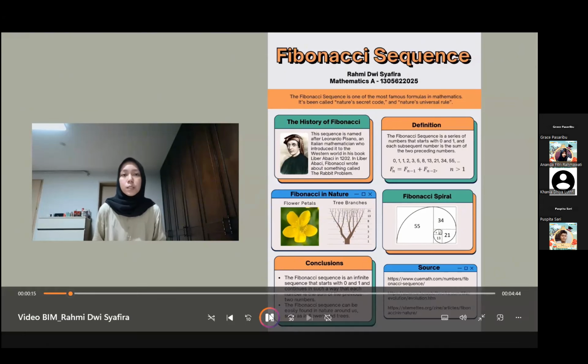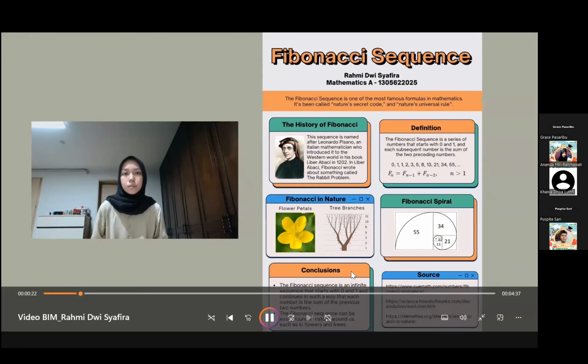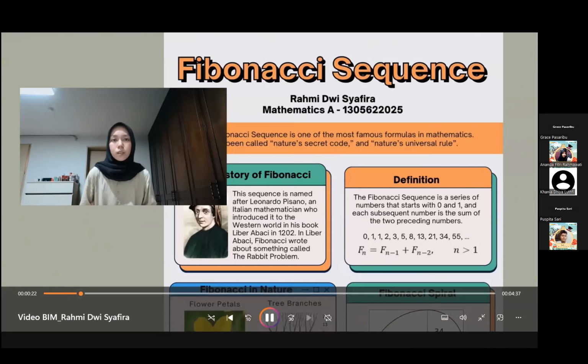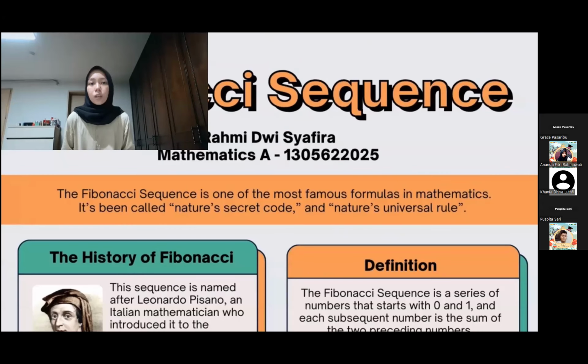13056222025 from Mathematics major. On this occasion, I would like to present the results of my poster about the Fibonacci sequence. The Fibonacci sequence is one of the most famous formulas in mathematics. It's been called nature's secret code and nature's universal rule. But do you know what the Fibonacci sequence is? And do you know that the Fibonacci sequence is found in nature? If you don't already know, this poster aims to explain the Fibonacci sequence and to show the Fibonacci sequence in nature.